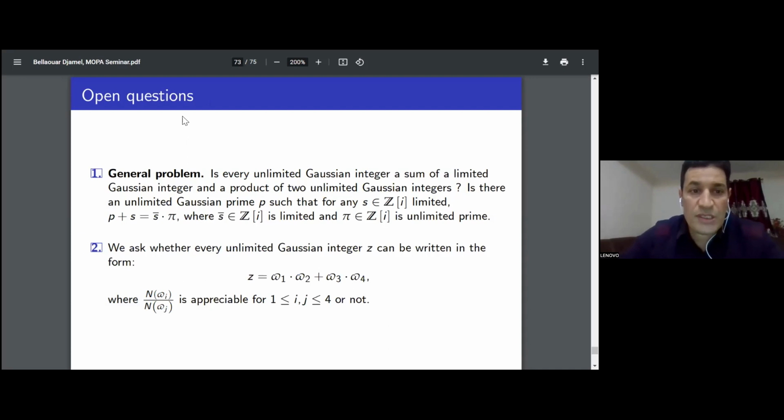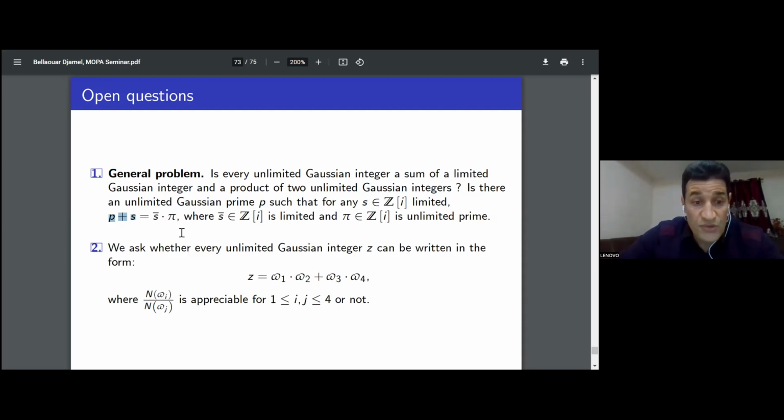Finally, we have some questions in this topic. This is a general problem. We don't know if every unlimited Gaussian integer can be written as the sum of a limited integer and the product of two unlimited Gaussian integers. And also, we don't know if there is an unlimited Gaussian prime P such that for any limited integer s from Z[i], P plus s cannot be written as the product of two unlimited Gaussian integers.